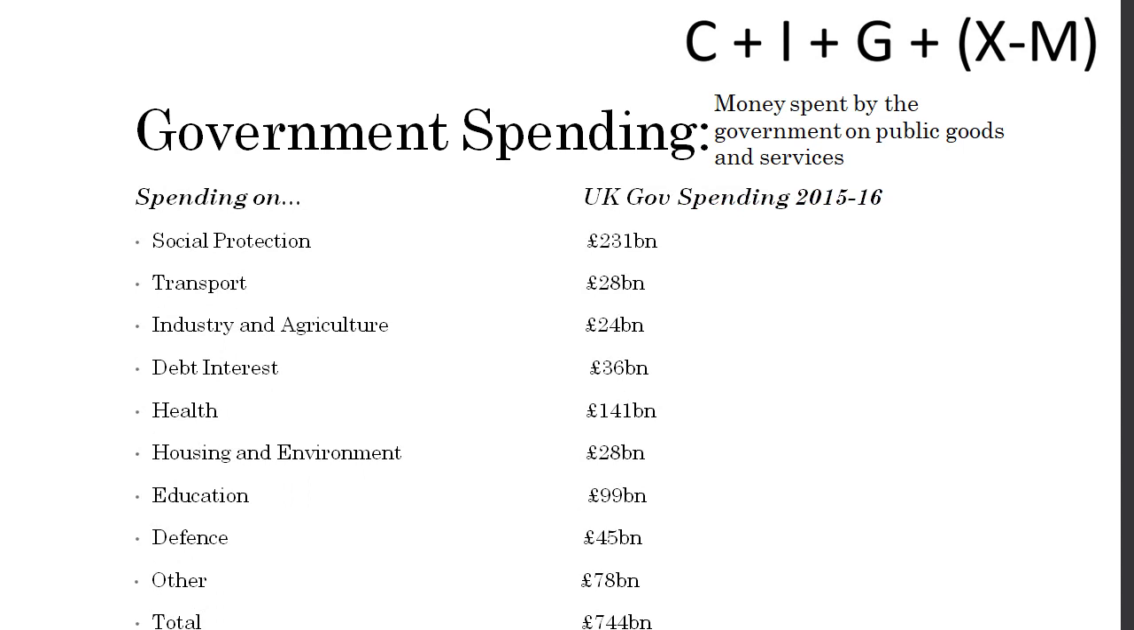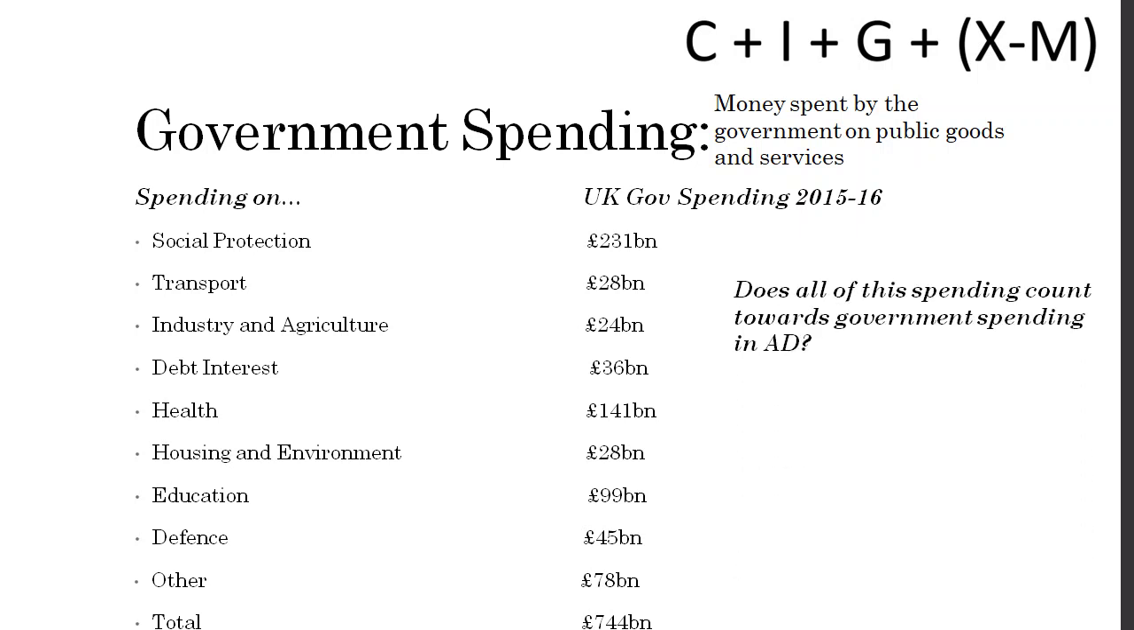Social protection, which includes benefits and pensions. Transport, such as trains and buses. Industry and agriculture. Debt interest, which includes debts to other countries. Health, like the NHS or spending on hospitals and ambulances. Housing and environment. Education, such as schools and teachers' wages. Defense, such as money for the military. These are different things that the UK government may spend money on.